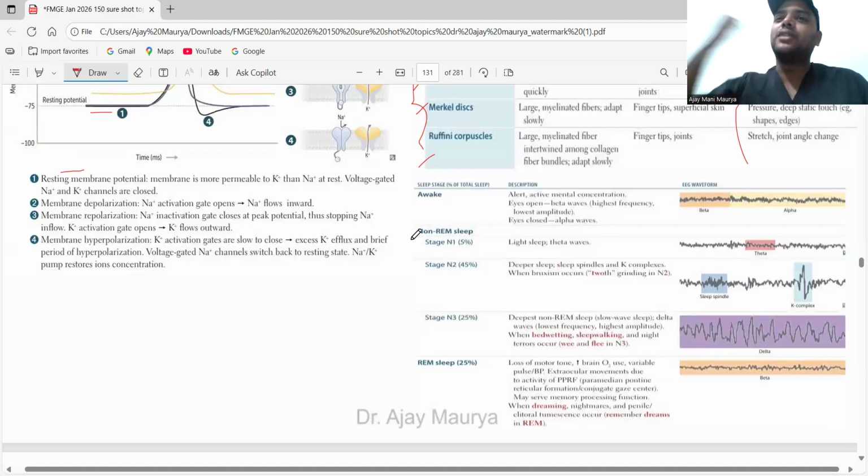This is loss of motor tone. What happens, guys, if you go into the REM sleep? It means your hands will be flaccid. This is loss of motor tone, and there is increased brain oxygen use, variable pulses, and extraocular muscle activity due to the paramedian pontine reticular formation. Conjugate gaze center may serve memory processing function, while dreaming, nightmares and penile tumescence occur. Remember. Okay, now see how they're going to ask the questions.